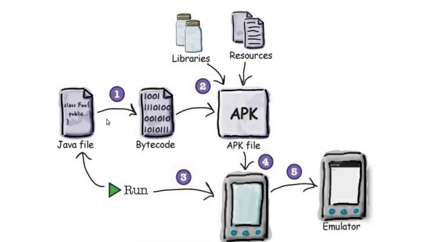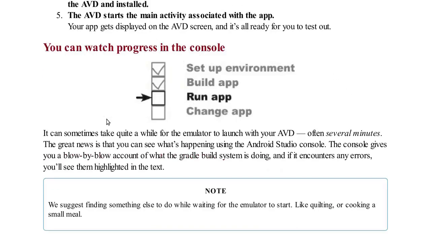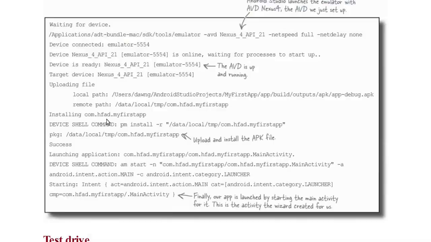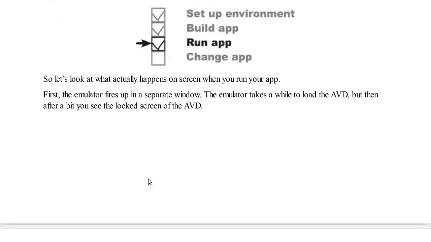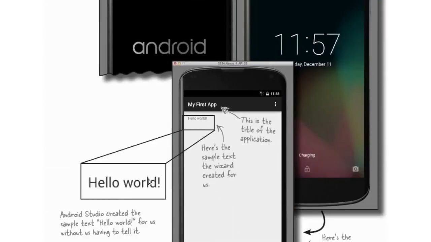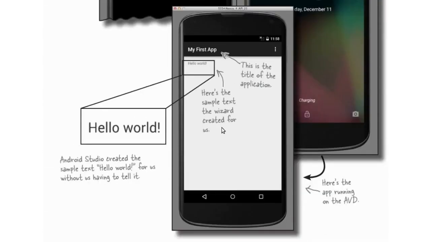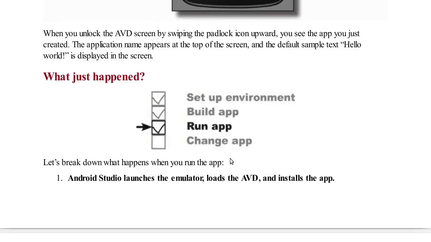So here is the APK file. We have the Java file, which is converted into bytecode. Then we have some libraries and some resources that are put together inside a file, and that we call the APK file. When we run the app, you would see the logs here, and this is our first app. When you click the icon, you will see hello world. So that is our first application.